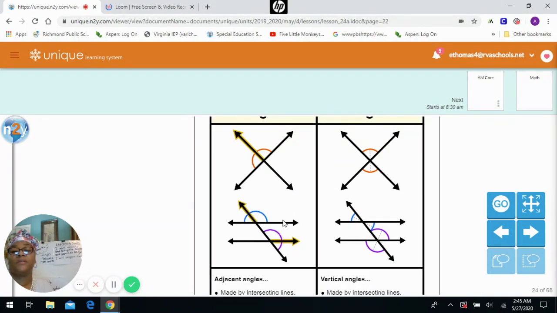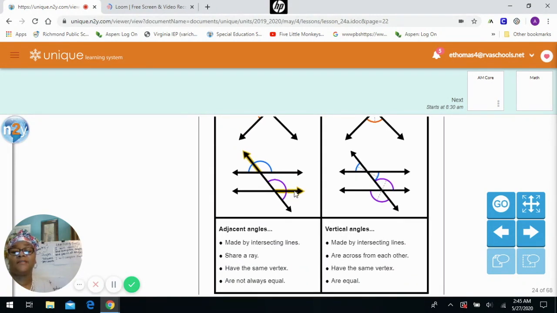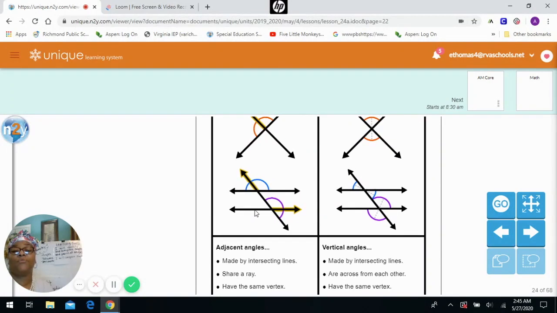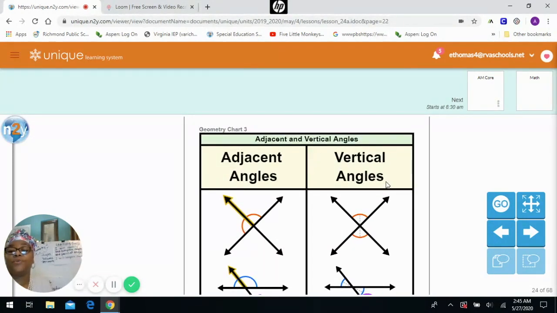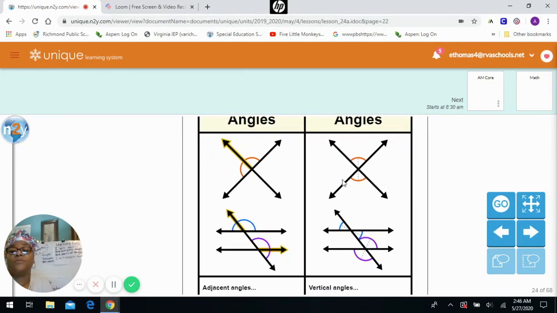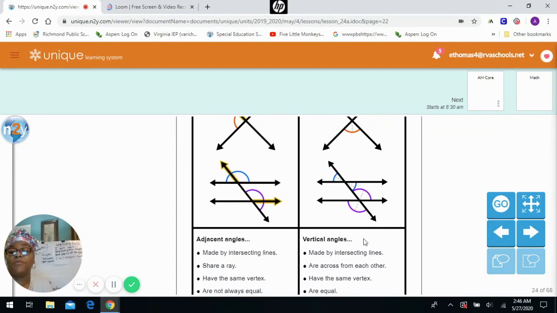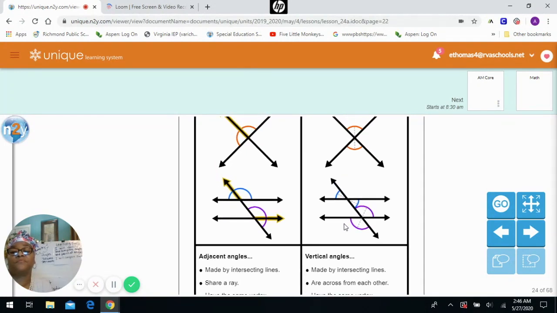Meaning right here, these are equal together. And they share a ray. See how it shares the line. So now we have vertical angles. Vertical angles are made by intersecting lines. See how they intersect and are across from each other, and they have the same vertex and are equal.